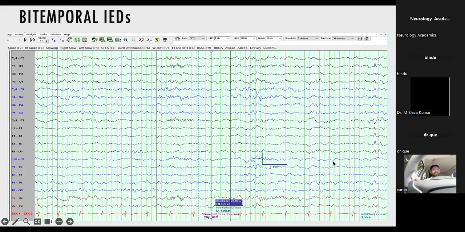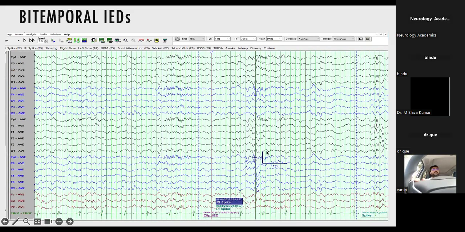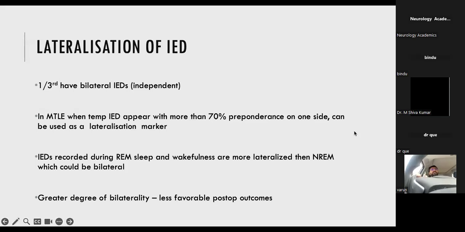Here we can see in the left side, and also here in the left temporal lobe. When we see bilateral IEDs, they can be seen in one third of patients. It can occur independently also. Even if the pathology is on one side, the IEDs can be seen on the opposite side.